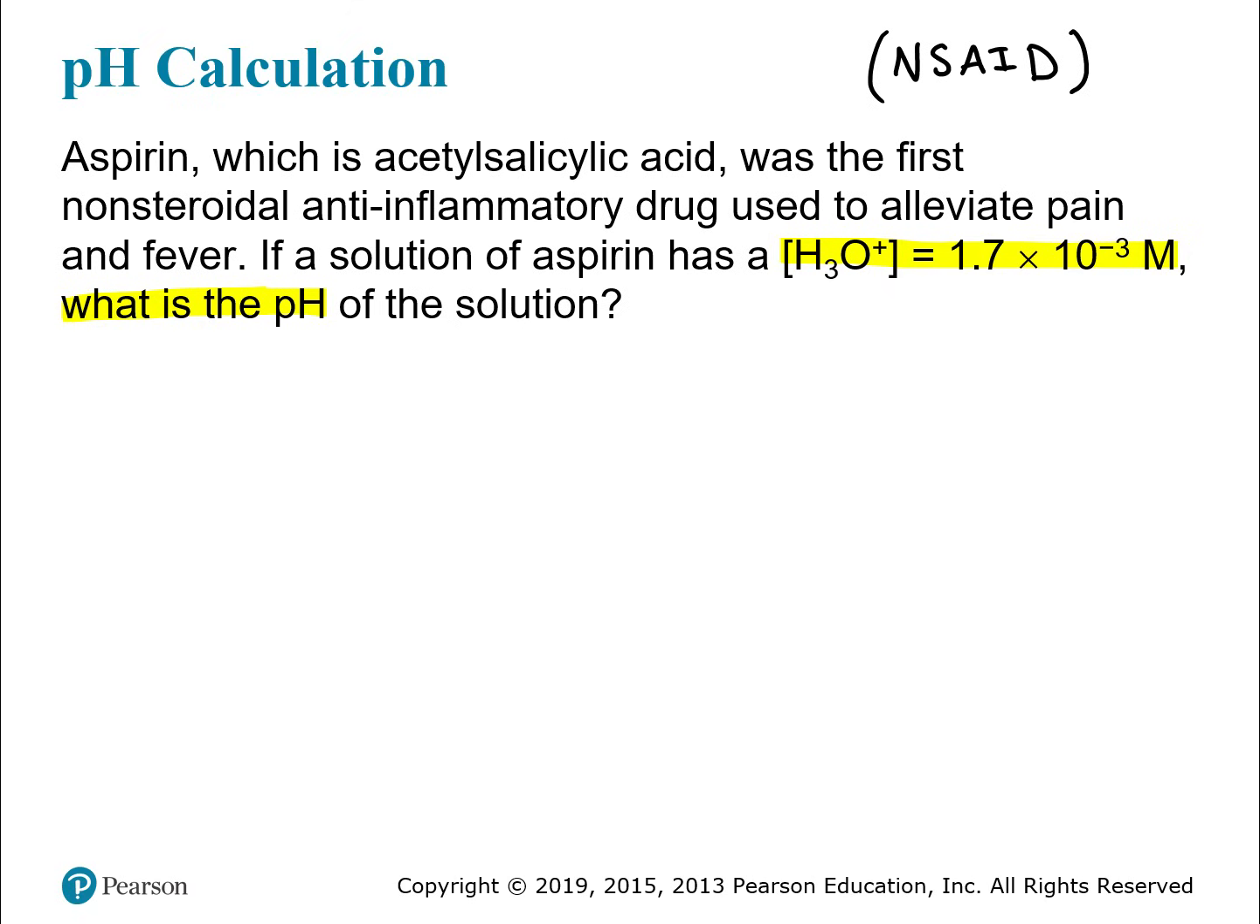Since we have to calculate pH, it's a good place to start by writing down what the equation is for calculating the pH. So pH is equal to the negative log of the hydronium concentration. Don't forget this negative sign. It's very small, very easy to overlook, but you will get a very wrong answer if you do not include the negative sign. All we have to do is take our hydronium concentration and substitute it in where we see hydronium concentration in the equation.